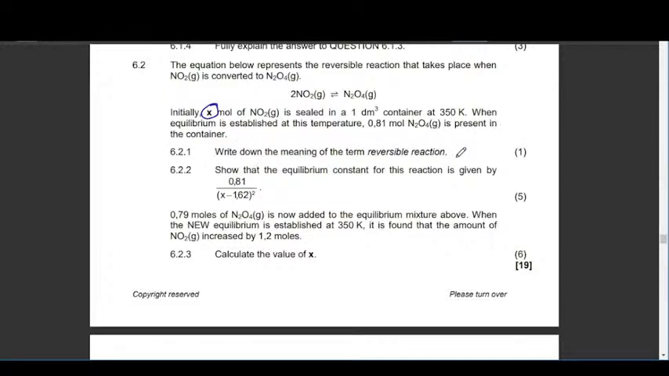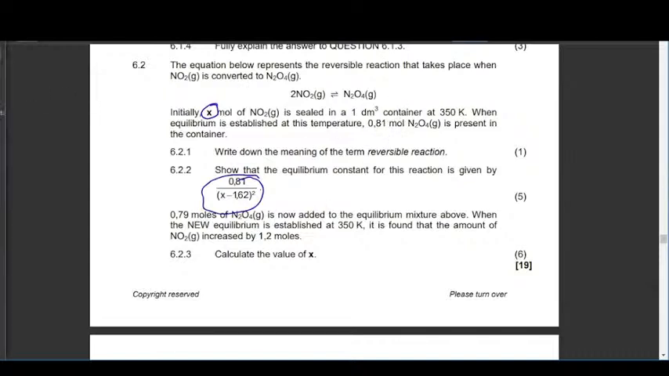Write down the meaning of a reversible reaction. A reversible reaction is when the products can be converted back to reactants. Don't tell me that a reversible reaction is a reaction whereby it can be reversed. No, the products can be converted back to reactants. Show that the equilibrium constant for this reaction is given by this. So this is like a proof.